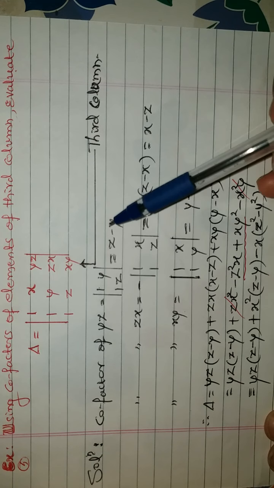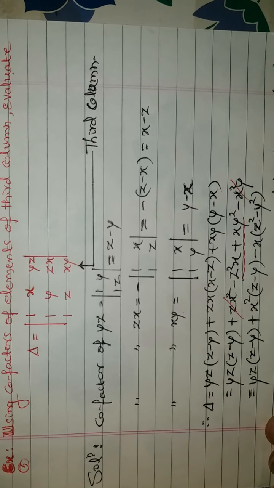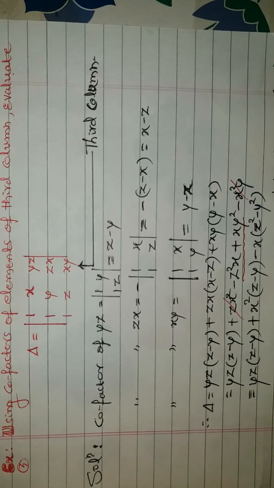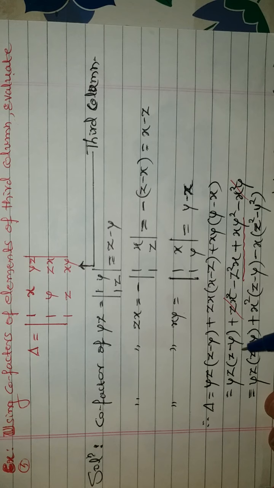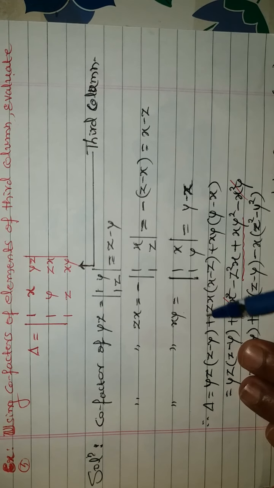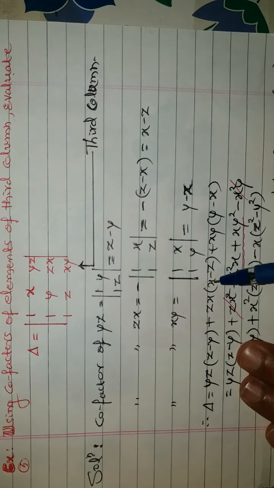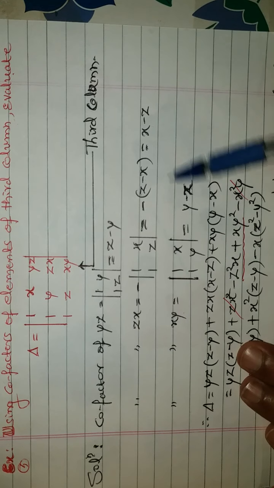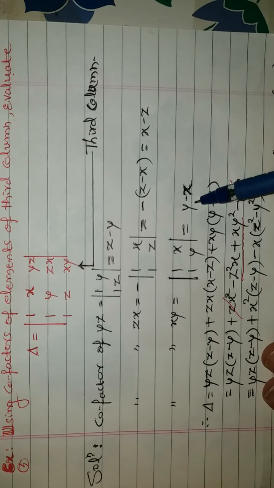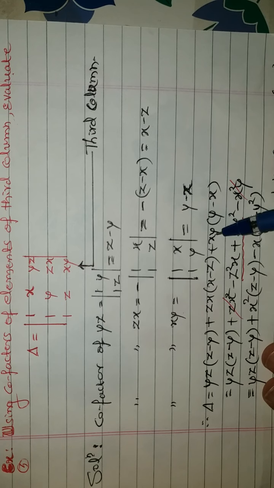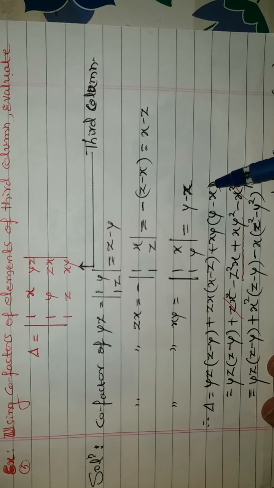These are the cofactors of corresponding elements. But how do you find the value of delta? Delta is equal to the value of, first we write yz into its cofactor z minus y, plus then zx into its cofactor x minus z, then xy into its cofactor y minus z.